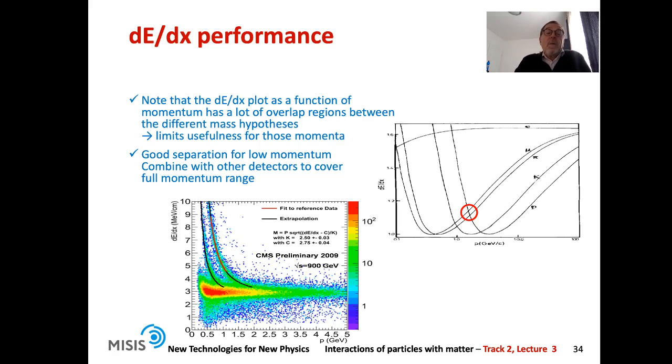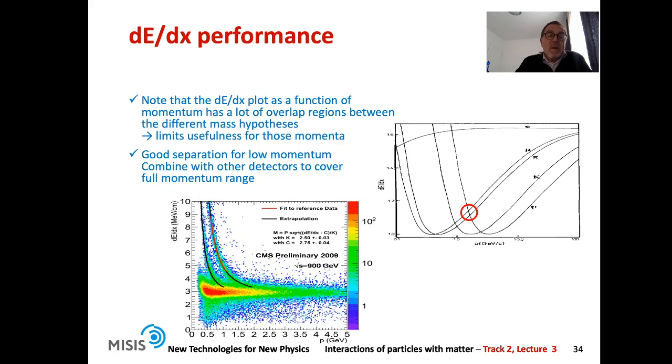Note also, if we plot dE/dx as a function of momentum, it has a lot of overlap regions between the different mass hypotheses, like shown at the right with a red circle. Indeed, you could achieve very good separation only at low momentum, and in order to improve this, in order to provide discrimination in the full momentum range, we have to use other detectors.